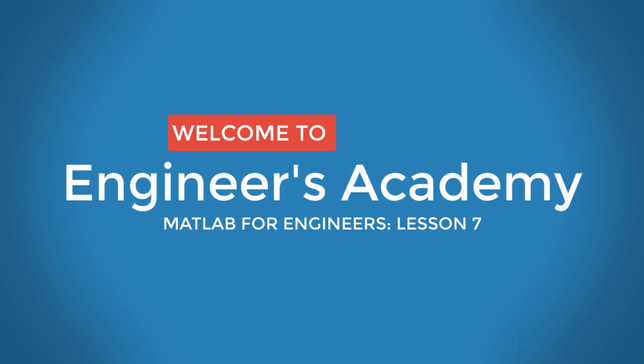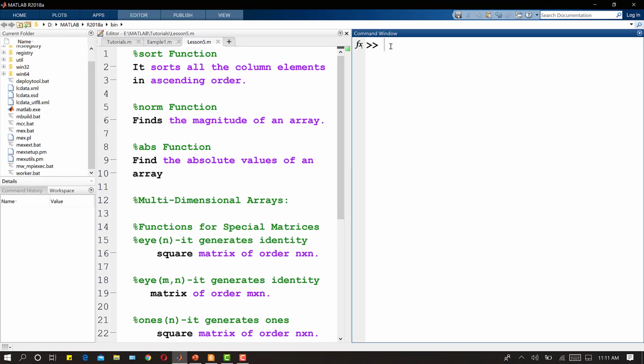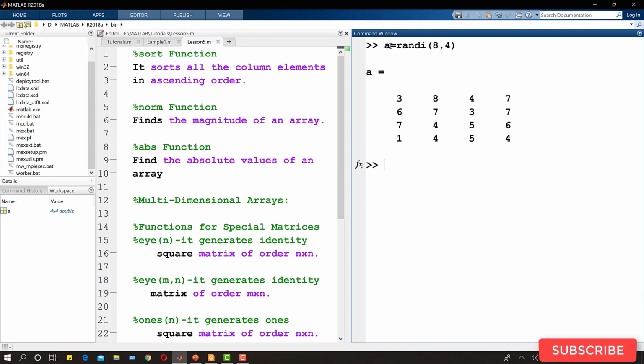In today's lesson, we are going to learn some other important functions regarding arrays. The first function that I am going to explain is the sort function. So let me generate an array. Let's suppose I generate a matrix with the randi function. So let's suppose I have this A matrix, and I want to use the sort function.